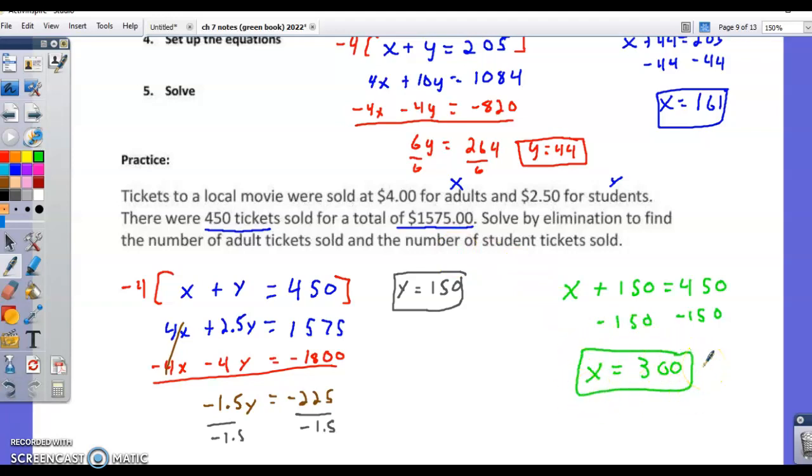All right, so that's the setup. The big part is deciphering what your two totals are and everything. And again, these are examples of story problems where you can set up a system of linear equations and then solve for them.